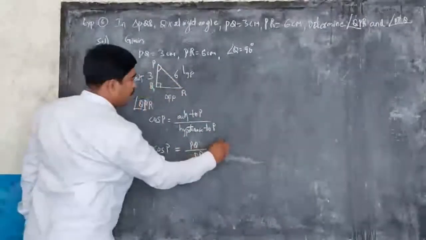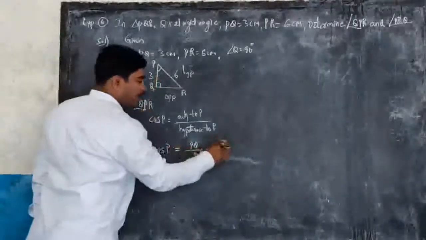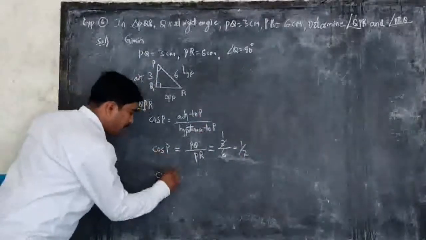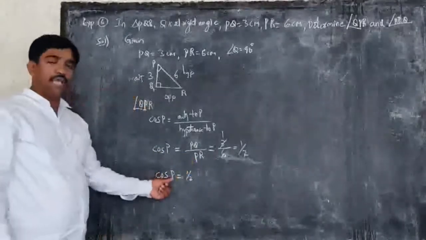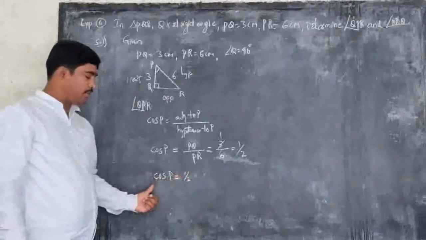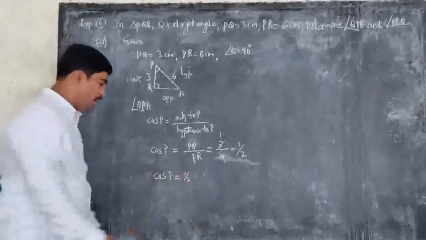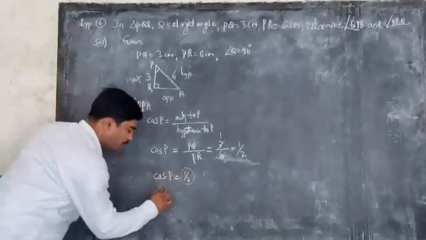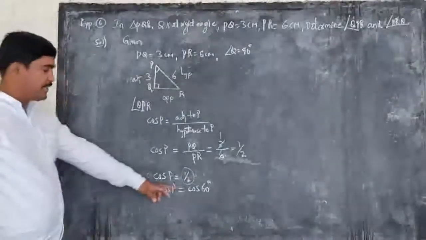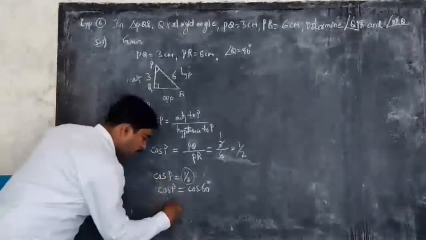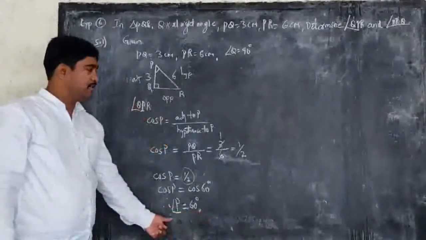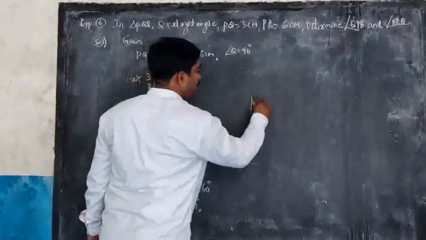Now PQ's value is 3 and PR's value is 6 from the figure. So this is nothing but 1 by 2. So cos P is equal to 1 by 2. Now here we need the value of P. If you observe, this is a trigonometric ratio and this is a normal number in fraction form. Where does this 1 by 2 appear in terms of cos? Cos P is equal to 1 by 2, which equals cos 60 degrees. At 60 degrees the value is 1 by 2. Therefore angle P is equal to 60 degrees.